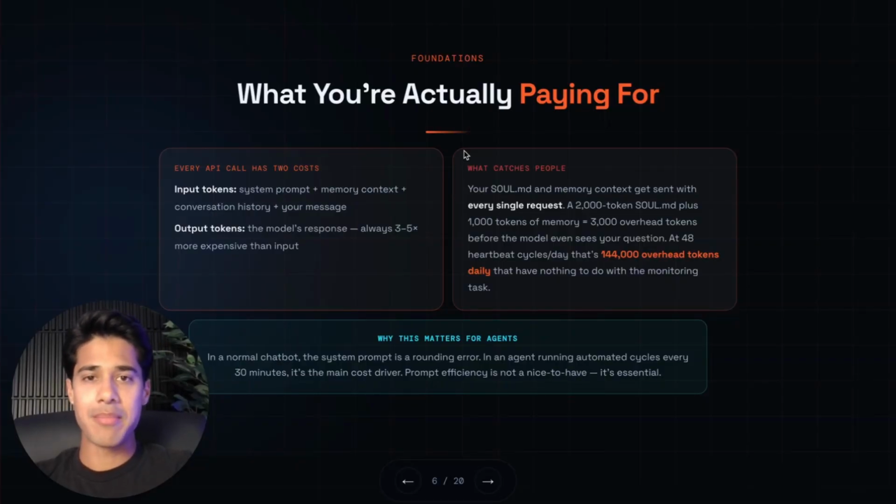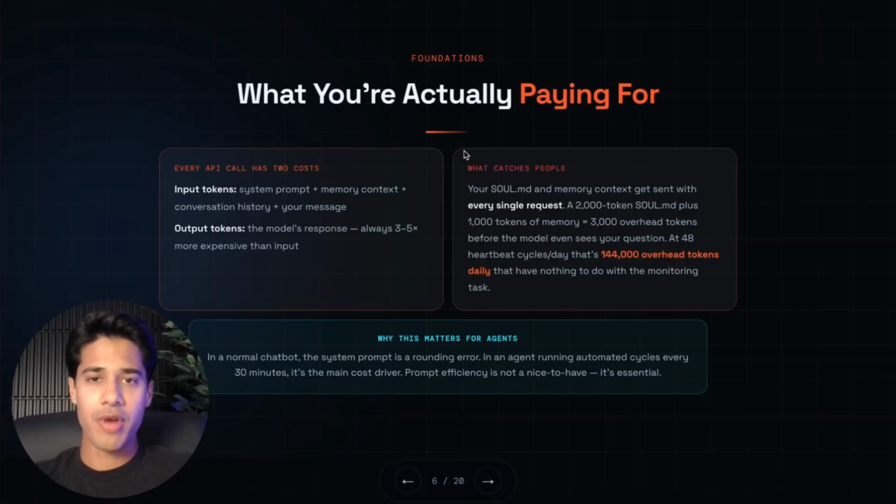Your system prompt and memory context get sent with every single request. If your soul markdown file is 2,000 tokens and your memory context adds another 1,000, that's 3,000 input tokens before the model even sees what you're asking. For a heartbeat running 48 times a day, that's 144,000 overhead tokens per day that have nothing to do with the actual monitoring task. And this is why prompt efficiency matters so much for agents.